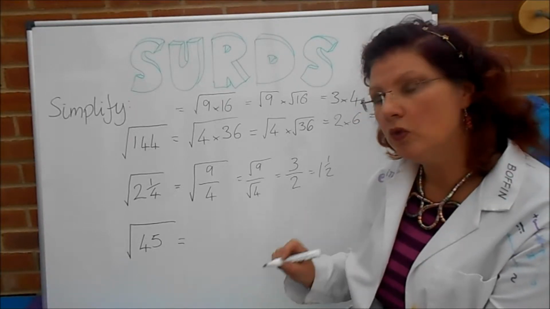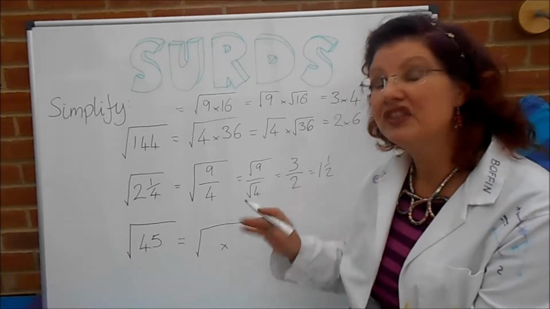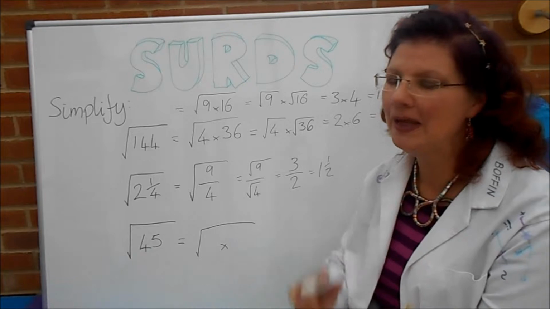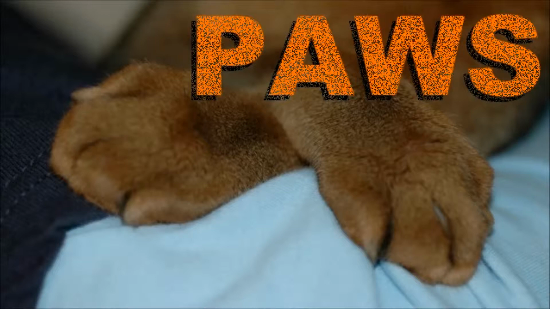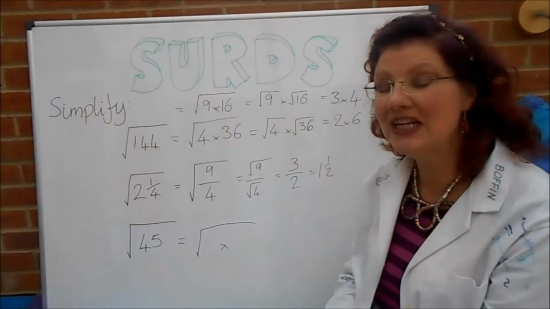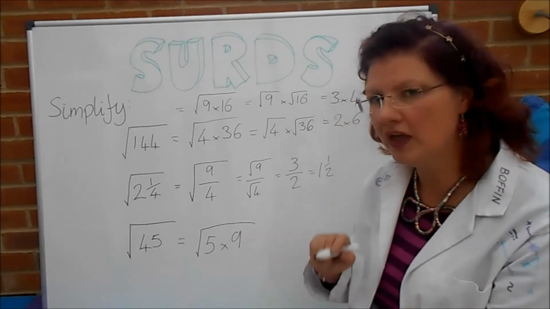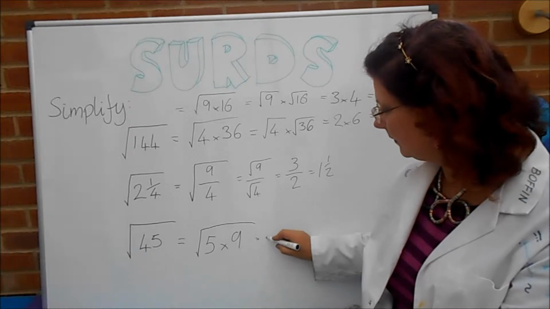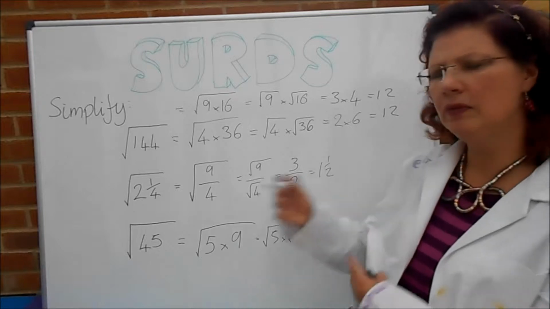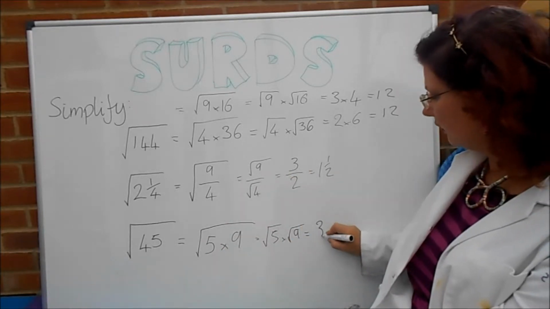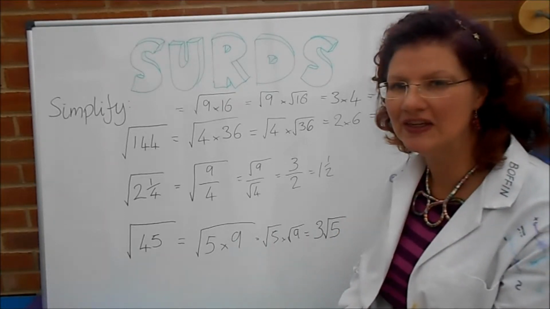So what I'd like you to do is work out what to split that into, something times something, such that at least one is a square. Okay, pause the video, do that now. Righty-ho, you should have 5 9s are 45, with 9 being a square. So when we split that, we get root 5 times root 9, which, writing it with the number at the front and the surd at the end, comes out to 3 root 5. 3 root 5, and that's how we'd write it in surd form.